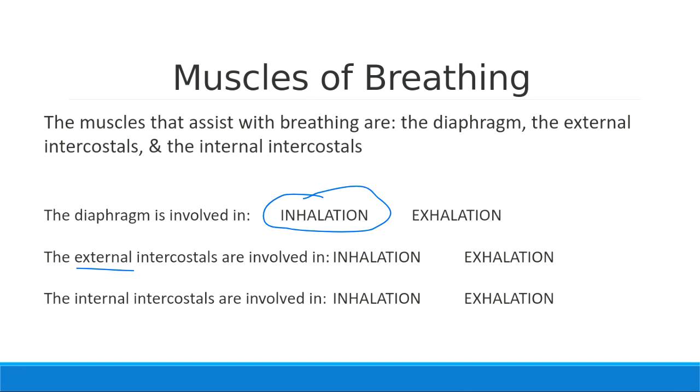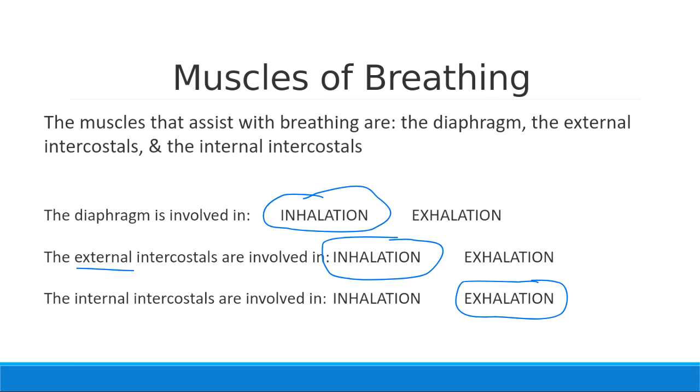The external intercostals are the ones that live on the outside of the rib cage. When they contract, they pull the ribs up and out. So the external intercostals help to make the chest cavity bigger on the outside. The diaphragm helps to make it bigger on the bottom. Both of these are making more space for air to come in. The internal intercostals, found on the inside of the chest cavity between the ribs, help out with exhalation. Exhalation meaning we're pushing the air out.